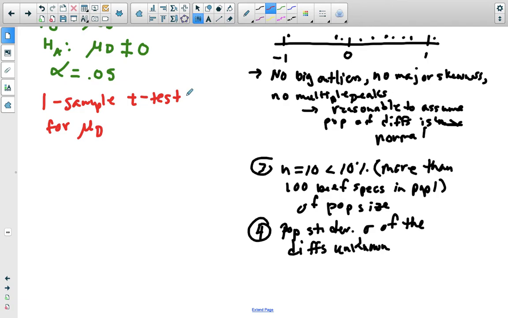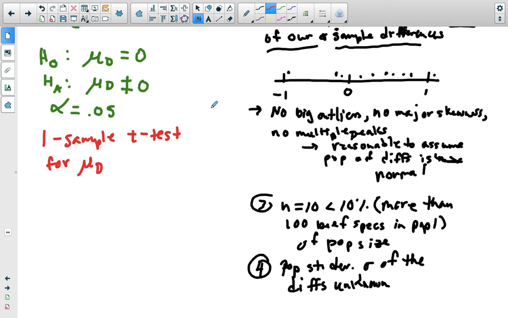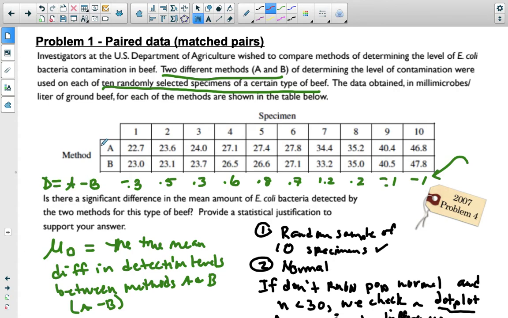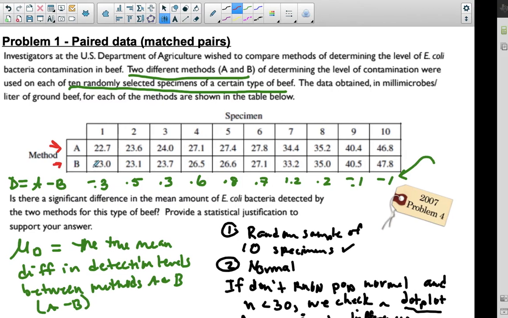So at this point, you could run this on your calculator. We're going to go ahead and enter your data into your calculator and use that. I already entered method A and B into list 1 and list 2, so you can pause the video and do that. So we're going to go to our calculator and enter that data in.